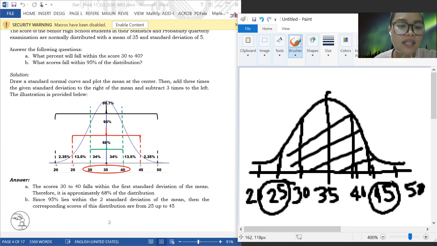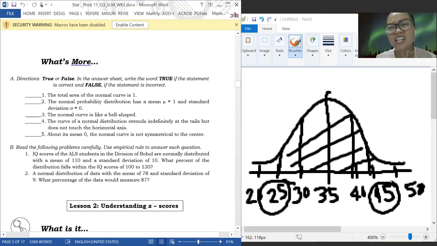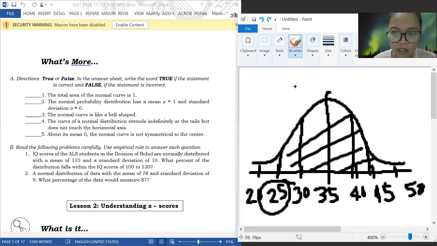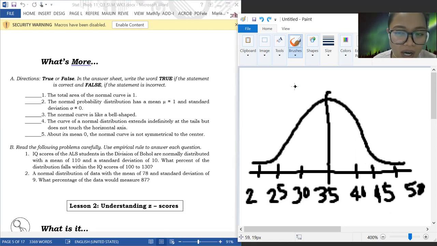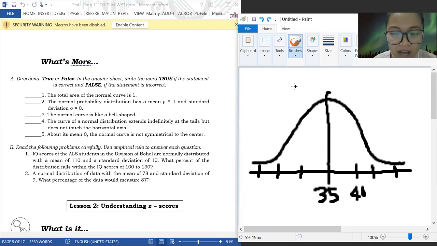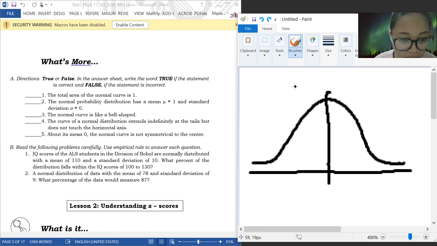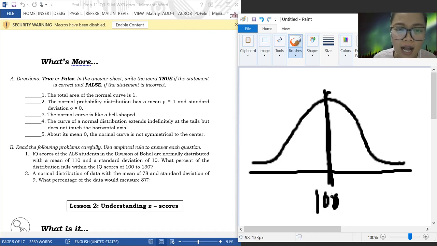So, that's it. Then, we go to the activity. Answer true or false, since you are bright. We go to the problem. You have to read the problem thoroughly. As I said earlier, it is very important that when you read the problem, if a mean is given, you put it in the middle. If the mean is 60, put 60. If the mean is 100, put 100. If the standard deviation is 6, add 6 here: 106, 112, and so on. On the other side, minus 6, 94 and so on.